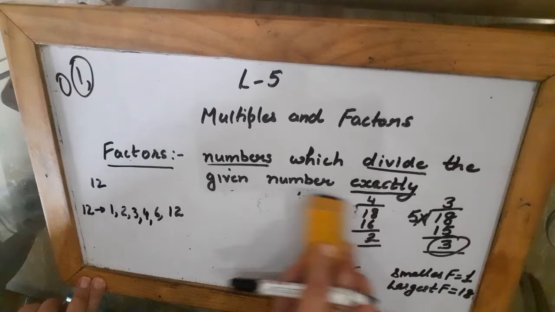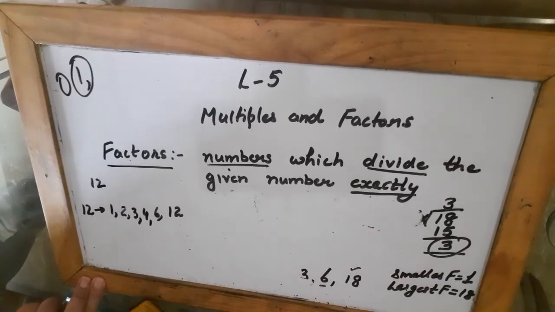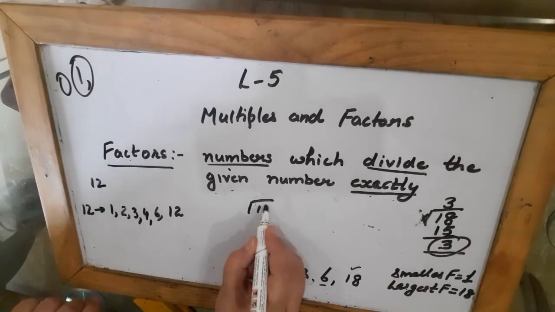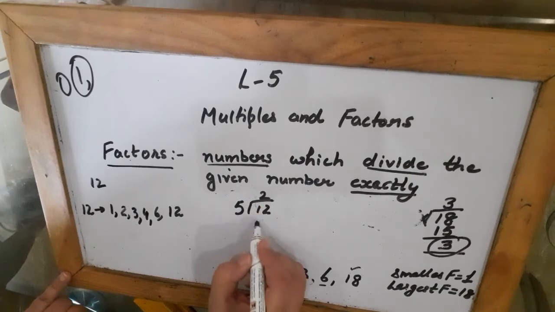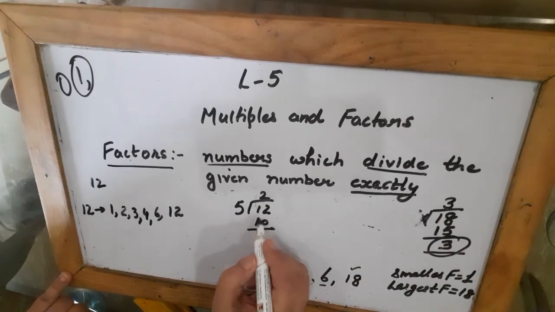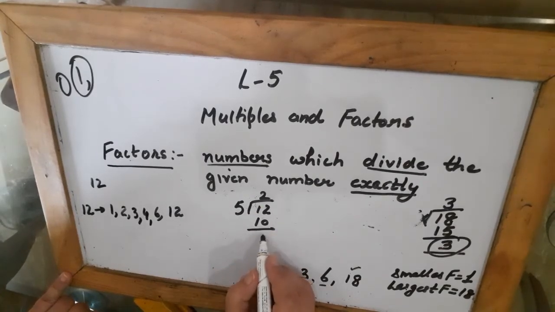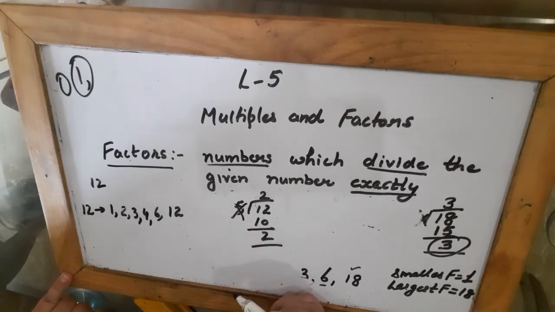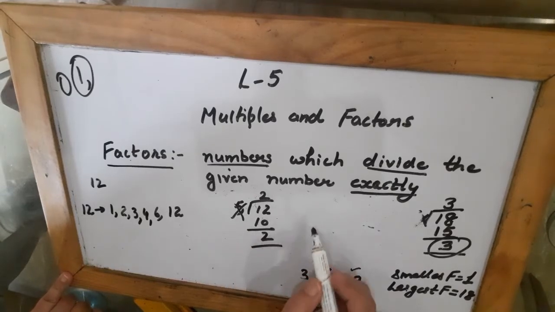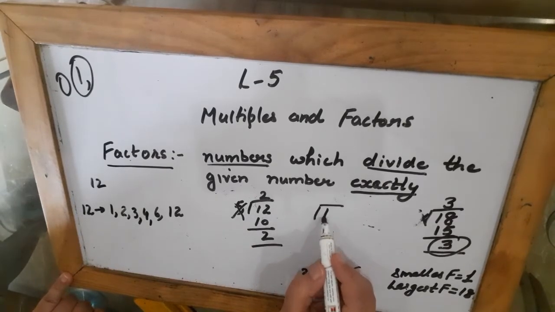Now if I divide this 12 with 5, 5 twos are 10. Does it get divided exactly? No, I get the remainder 2. It means 5 is not a factor of 12. Now if I divide this with 6, 6 twos are 12.